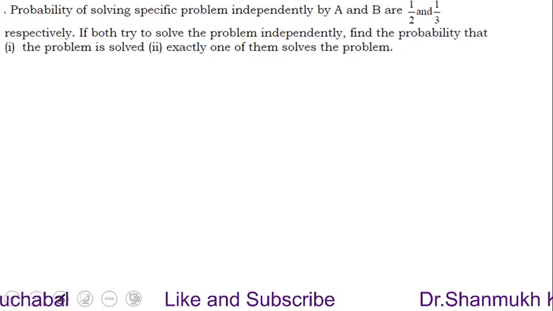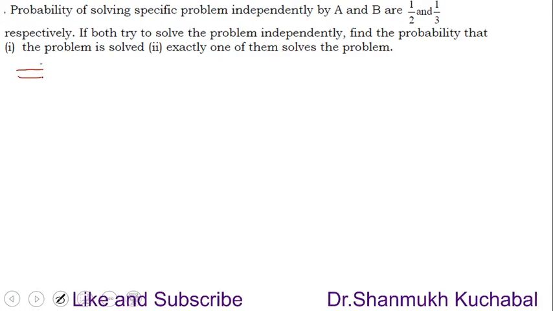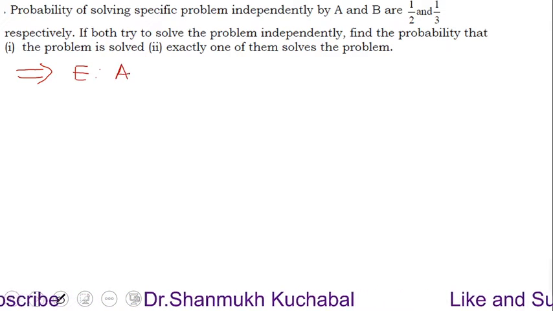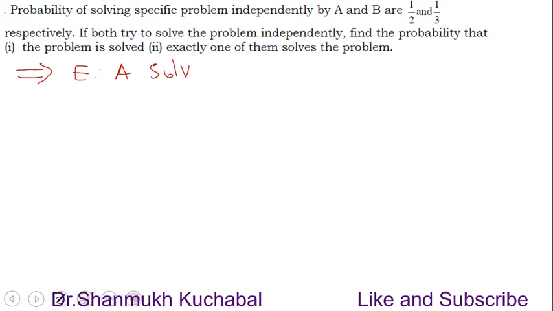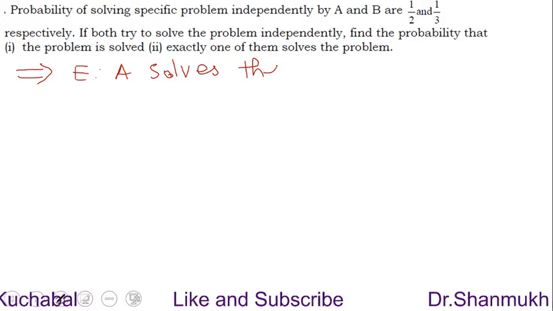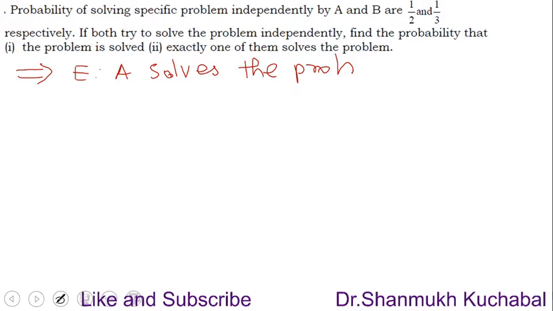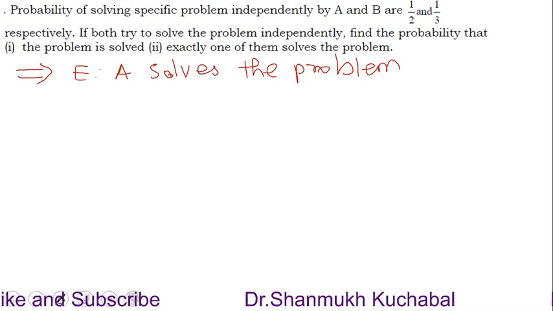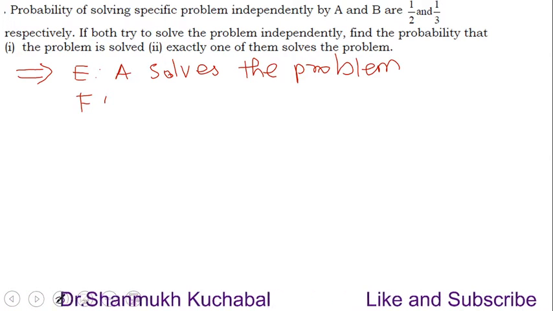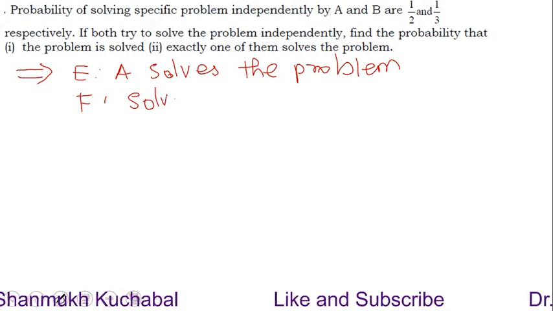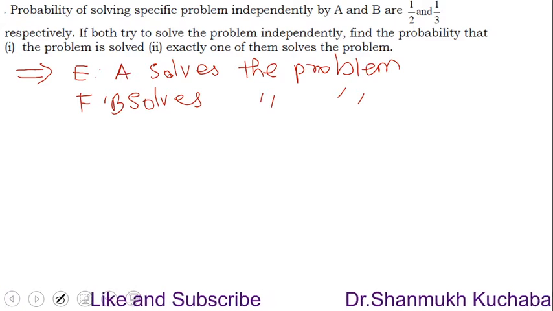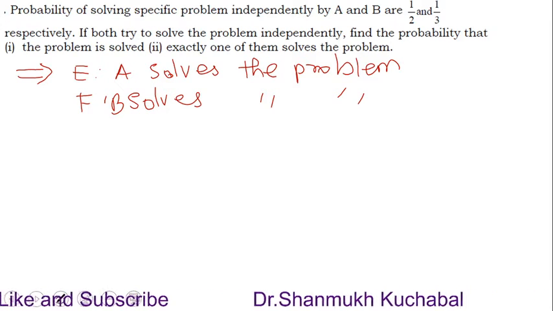Here I take two events. E, I take it as A solves the problem, and I take one more event as F. I take this as B solves the problem. Yes. So now E and F are two independent events.